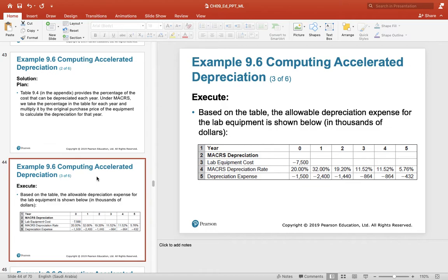Very simple. Calculate the depreciation now. 20% of 7.5 million is equal to 1.5 million. 32% of 7.5 million is equal to 2.4 million. 19.2% of 7.5 million is equal to 1.44 million. 11.52% of 7.5 million is 864,000. 5.76% of 7.5 million is equal to 432,000.